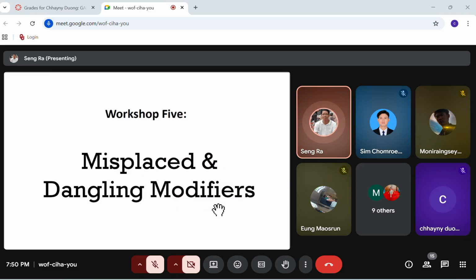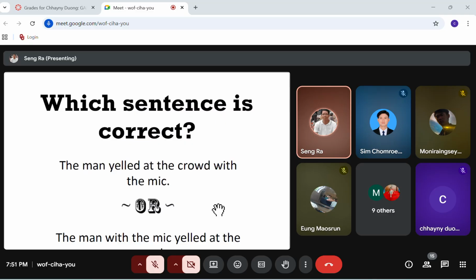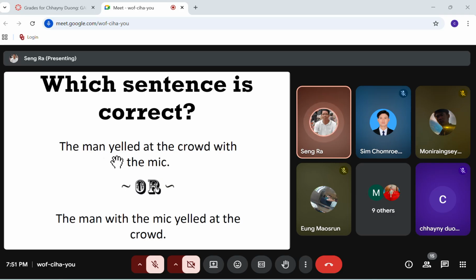We'll talk about misplaced and dangling modifiers. Again, keep talking about modifiers. Okay, everybody. Now, which sentence is correct? So you tell me now. Which one is correct? The man yelled at the crowd with the microphone. The man with the microphone yelled at the crowd.